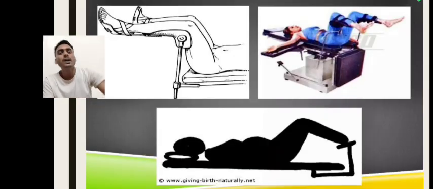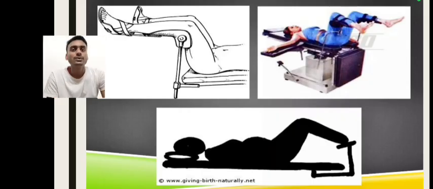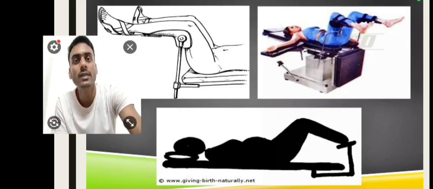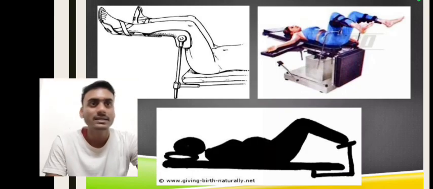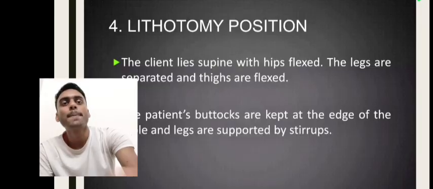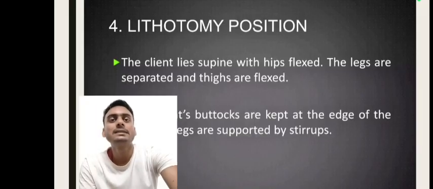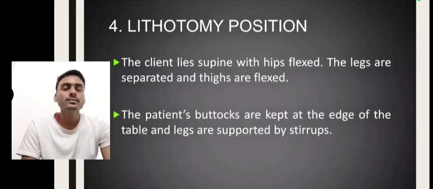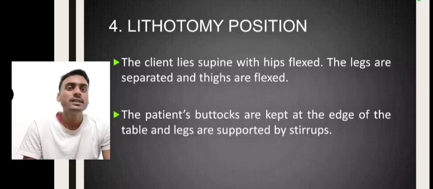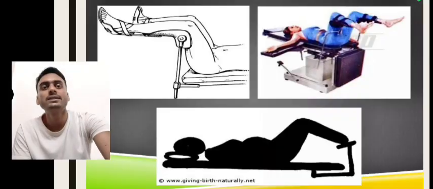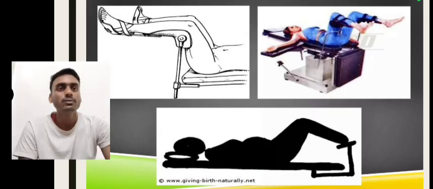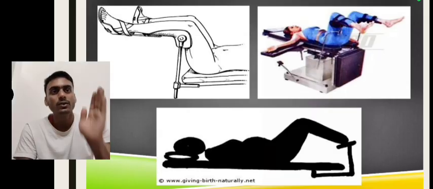Okay, so now we discuss the next position. Can you guess what is the name of this position? I hope you guessed, this is the lithotomy position. So what is lithotomy position? The client lies supine with hips flexed, legs separated and thighs flexed. The patient's buttocks are kept at the edge of the table and legs are supported by steps. You just see the image. Legs are supported in steps and hips lie on the table.